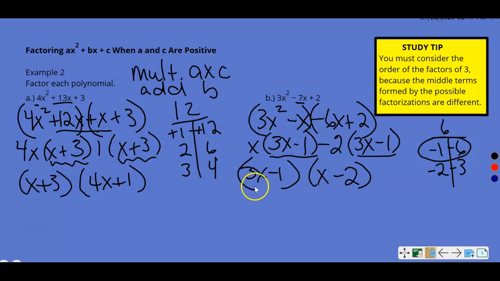Again, it's easy to multiply. 3x times x is 3x squared. 3x times negative 2 is negative 6x, minus 1x. So negative 6 and minus 1 give me negative 7x in the middle. Negative 1 times negative 2 gives me a positive 2, because when you multiply two negatives, you always get a positive number.